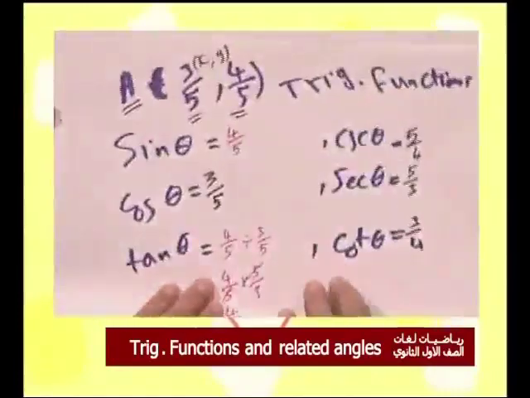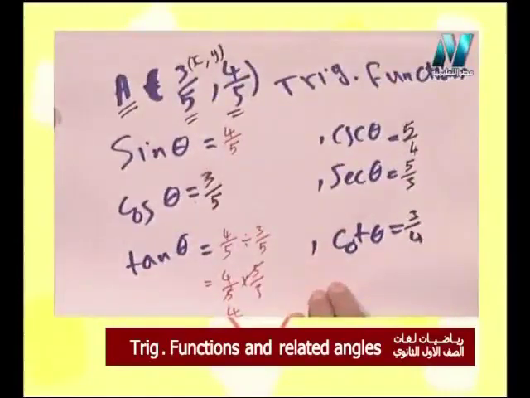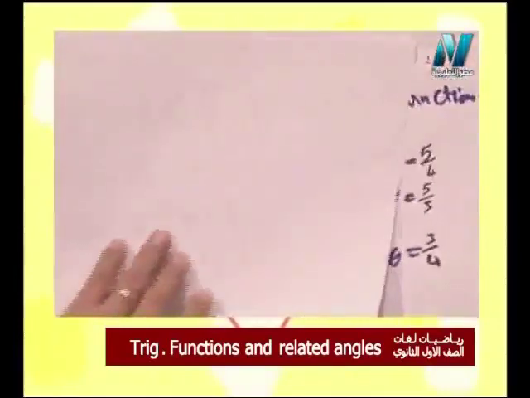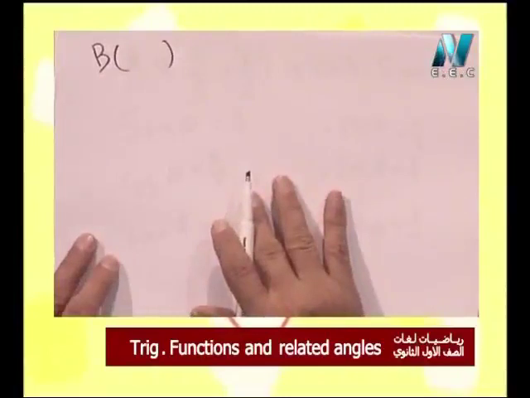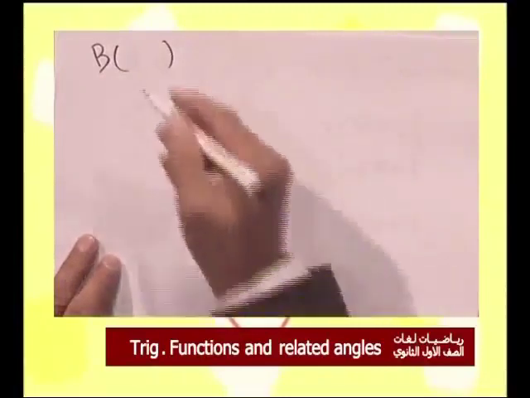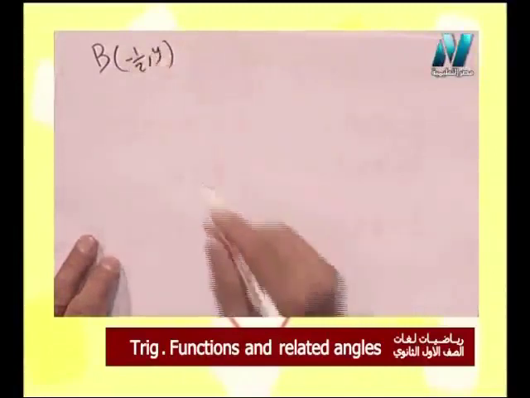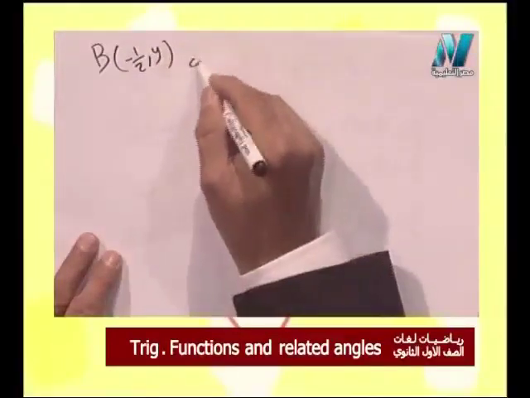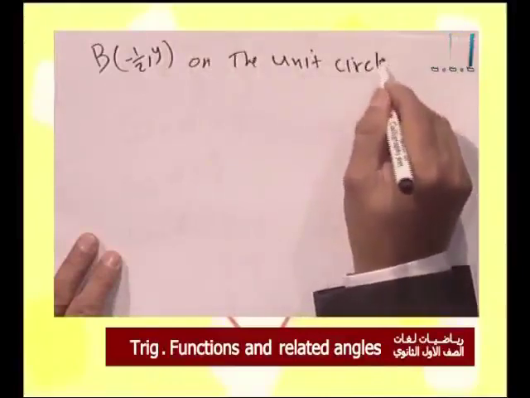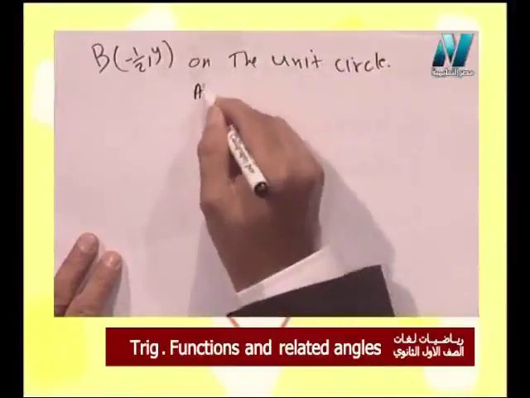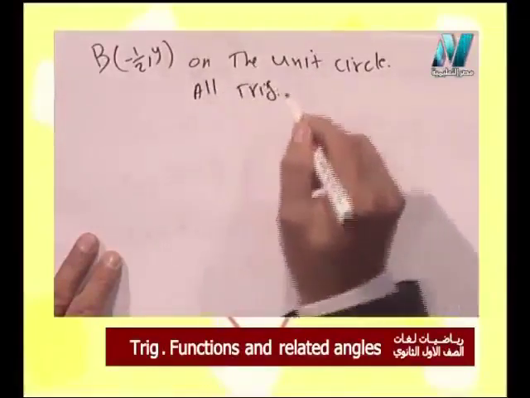Yes, my dear students, we have many questions here to solve. So look carefully with me. If we have another point, we call it whatever, say B. This point B on the unit circle is (-1/2, y). Yes, this point is on the unit circle, and we would like to find all trig functions for it.